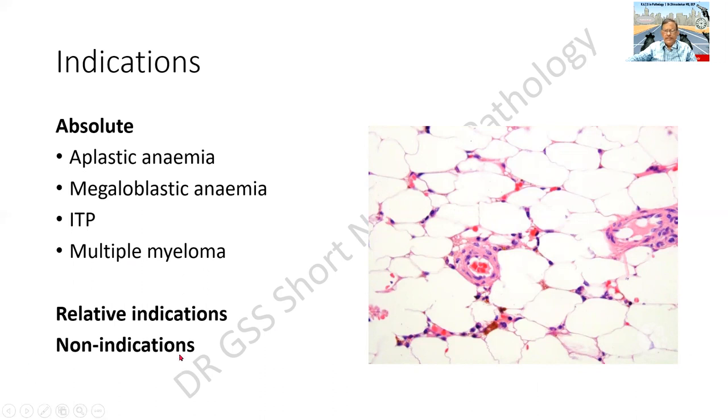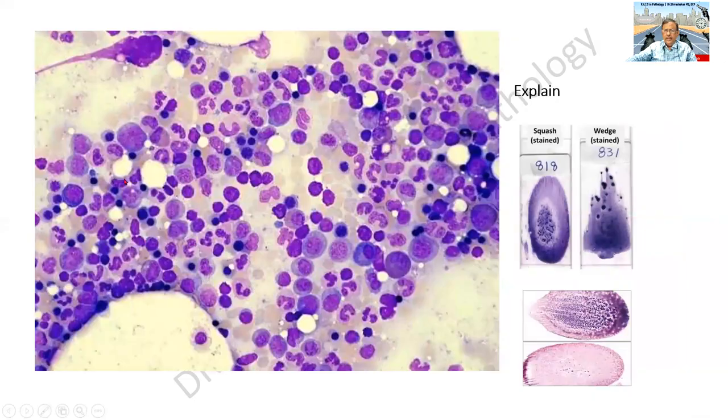Non-indication means a hemolytic anemia is a classical example. It is not at all indicated in a hemolytic anemia. Please remember these headings and what I had told you people. Absolute indication, relative indication, non-indication. And this is a bone marrow aspirate. I shall come to this.